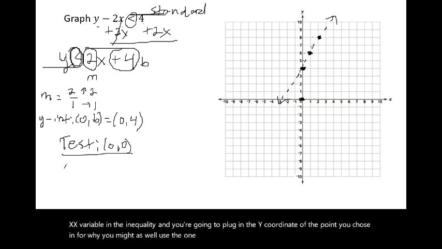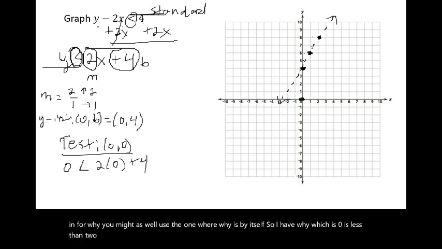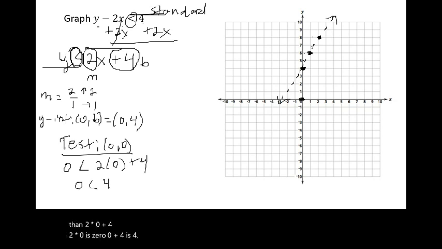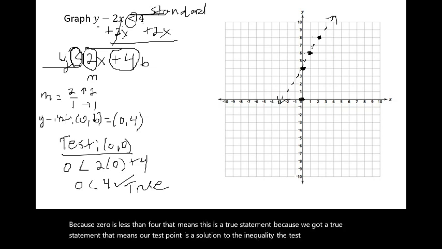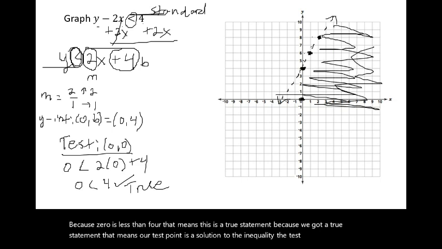So I have y, which is 0, is less than 2 times 0 plus 4. 2 times 0 is 0. 0 plus 4 is 4. So is 0 less than 4? Yes, 0 is less than 4. So because 0 is less than 4, that means this is a true statement. Because we got a true statement, that means our test point is a solution to the inequality. The test point was below the line, so I'm going to shade on the same side of the line as the test point, so I am going to shade below the line.